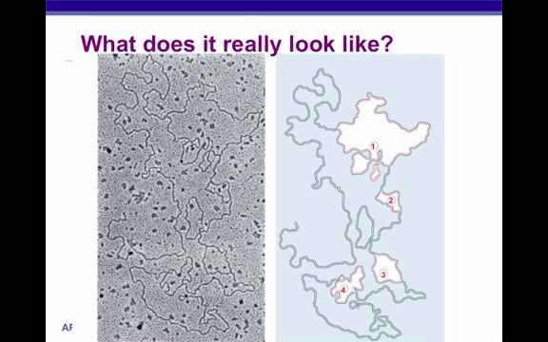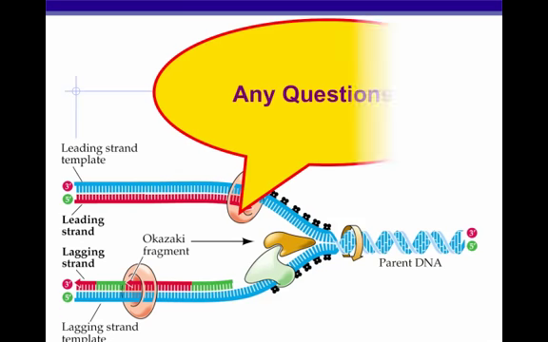Well, again, this is happening at not just one point, but multiple points. You can see they have the silhouette of the DNA on the right, and there's actually 4 different replication bubbles. So hopefully this is clear. If not, come to class with any questions.